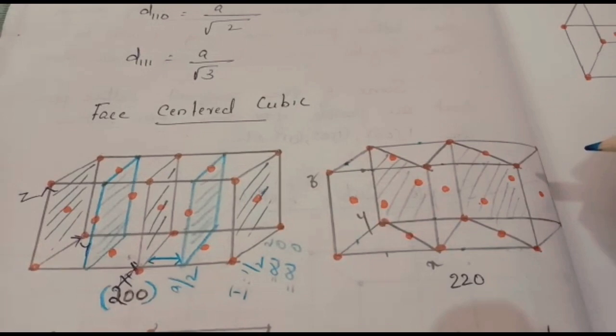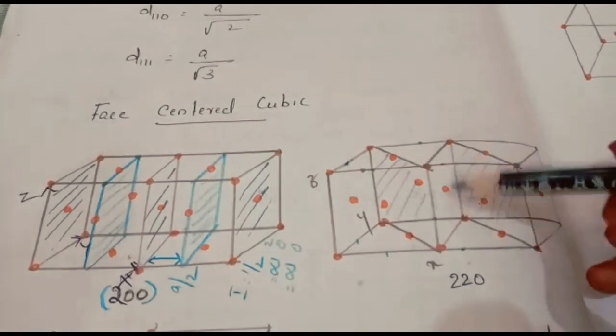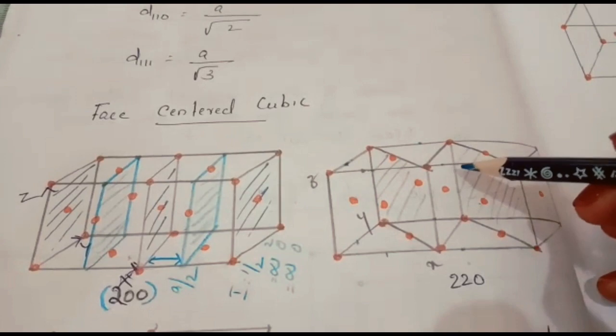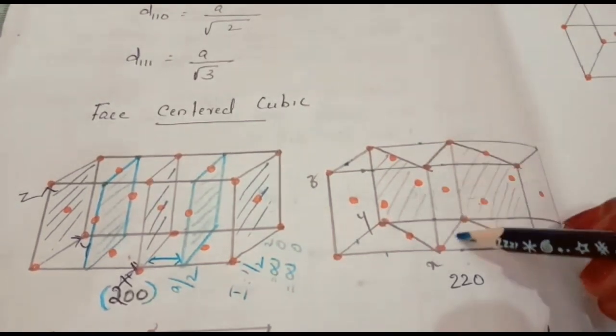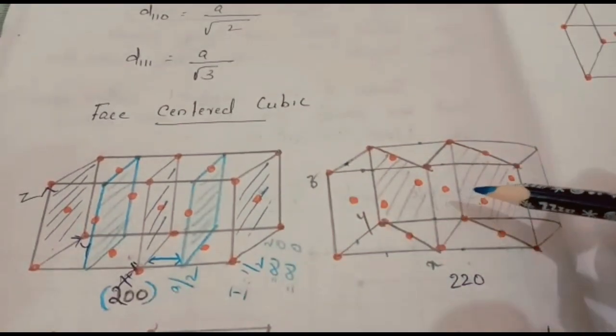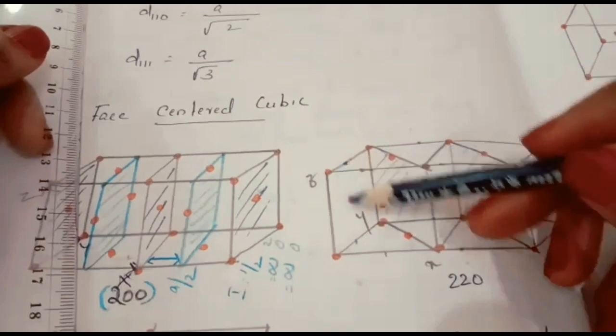So what do we have to do? We have to include parallel planes in between. In between these there is a distance, so this is a distance D. We have to include parallel planes in between these two planes. Then only will all the atoms in the face-centered cube be included. So how can we draw it? Same as here, we have to put a parallel plane here.